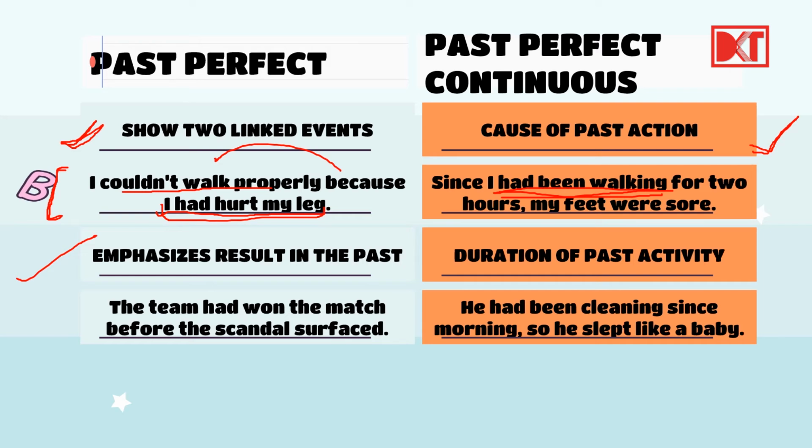Past perfect emphasizes the result in the past. The team had won the match before the scandal surfaced. Team had won, so this is past perfect emphasizing the result. Past perfect continuous focuses on the duration, as in he had been cleaning since morning, so he slept like a baby. This focuses on the duration.